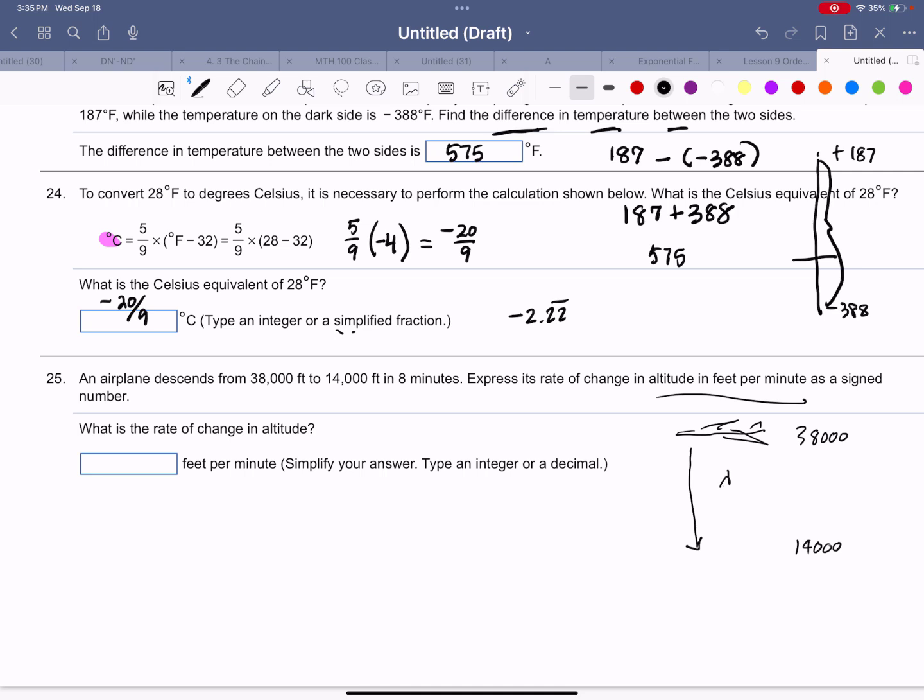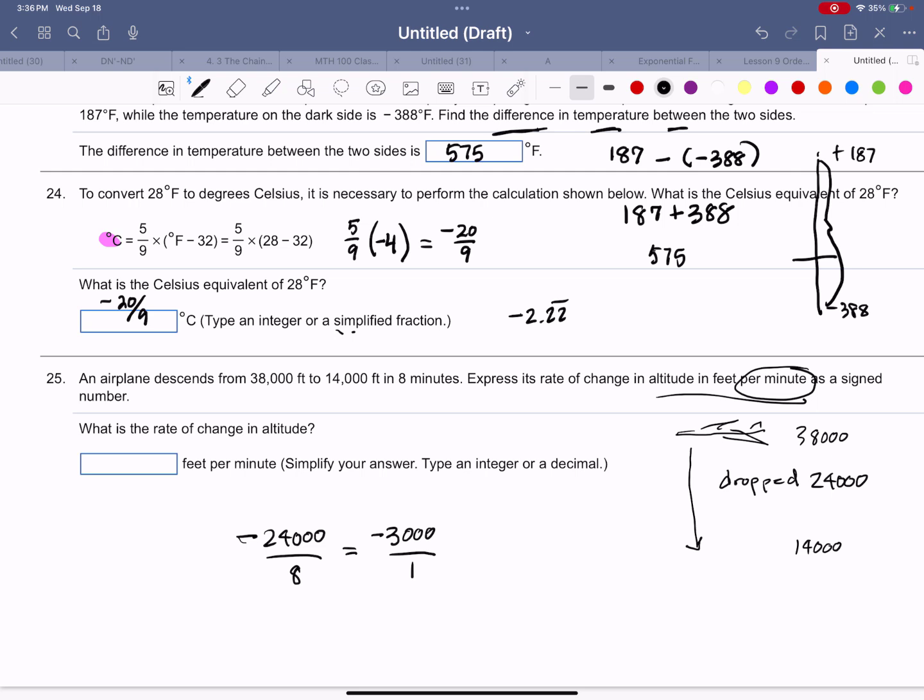So it has dropped 38,000 minus 14,000. It dropped 24,000 feet. So it's minus 24,000 in 8 minutes. But they want to know per 1 minute. So if we reduce this fraction, minus 3,000 over 1, because if you divide 24,000 by 8, you get minus 3,000.